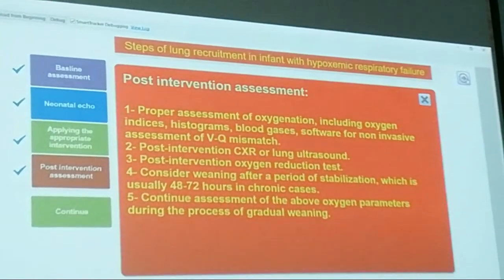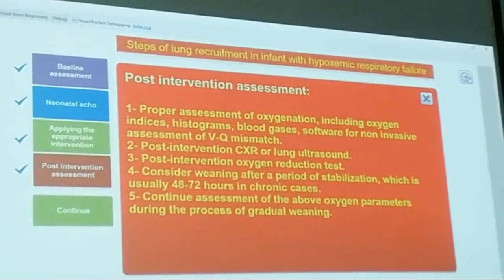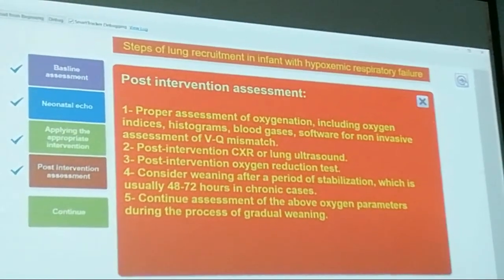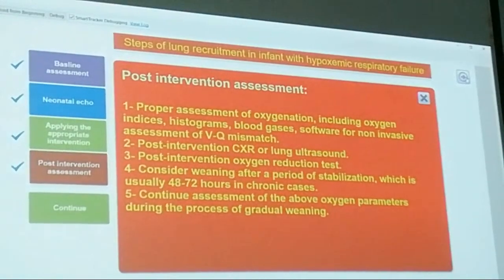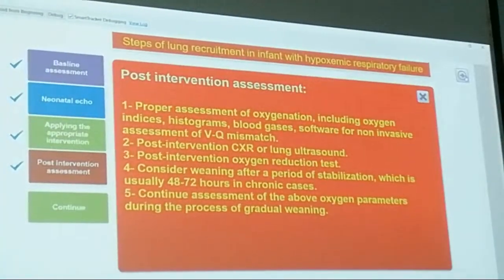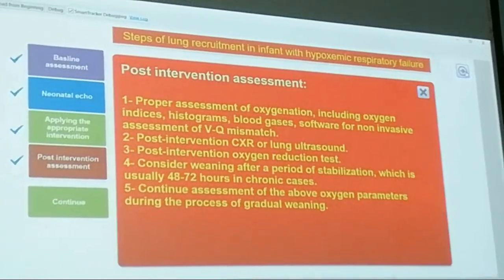4. Consider weaning after a period of stabilization, which is usually 48 to 72 hours in chronic cases. 5. Continue assessment of the above oxygen parameters during the process of gradual weaning.